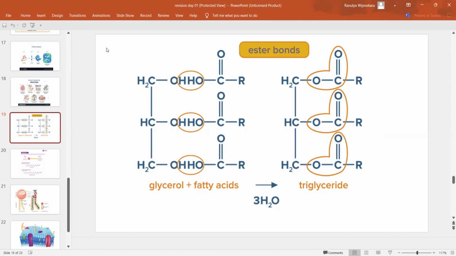Under lipids we have to learn about fats, phospholipids and cholesterol. Fats are made up of glycerol and fatty acids. Now look at this diagram.